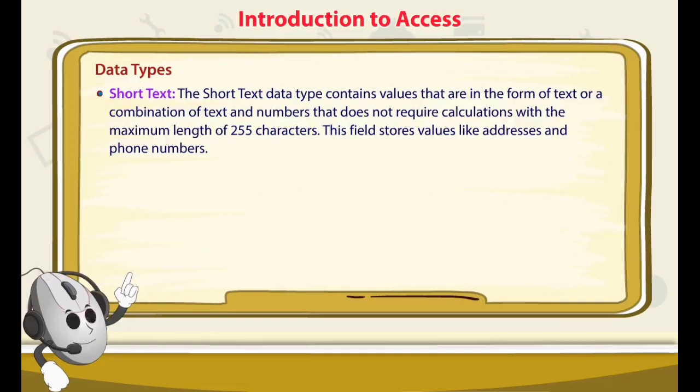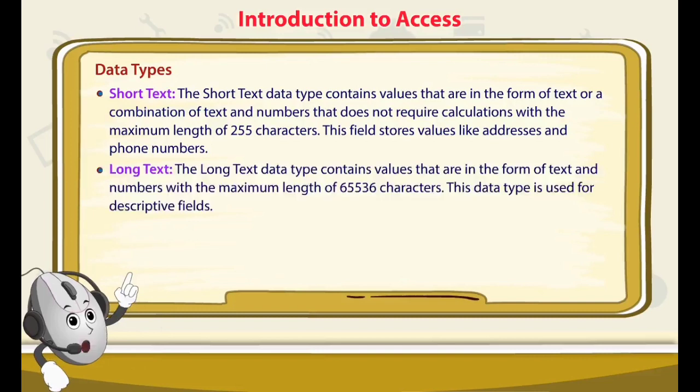The short text data type contains values that are in the form of text or a combination of text and numbers that does not require calculations, with the maximum length of 255 characters. This field stores values like addresses and phone numbers.